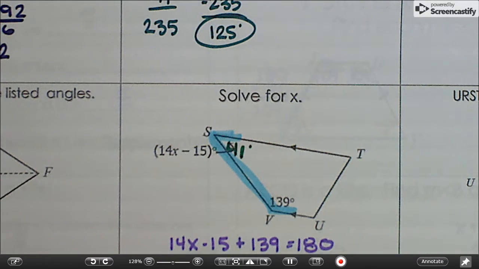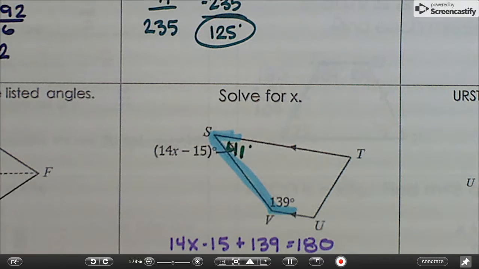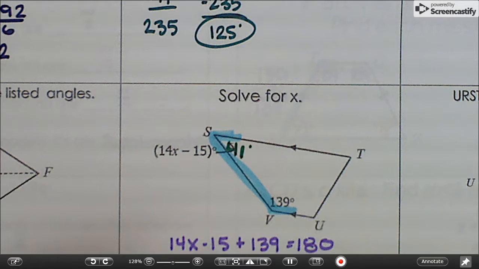If this question asked about the measure of angle T or the measure of angle U, you actually can't do that because it's a regular trapezoid and there's no relationships between these and those besides that together they add up to 360. So just please be careful. If it's not isosceles, that's as much as you can do.